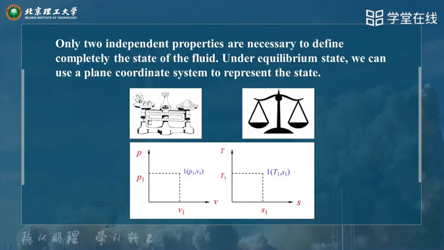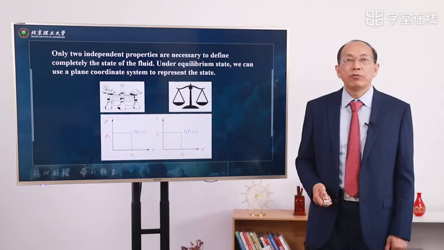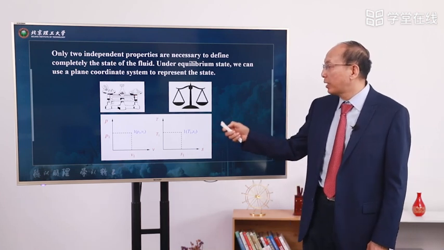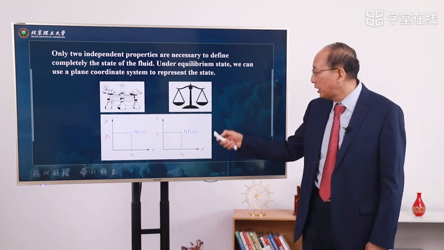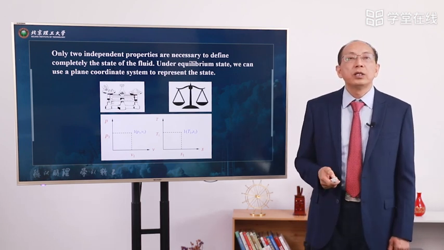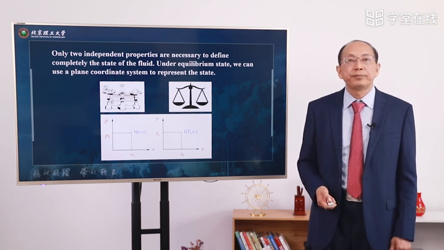We know only 2 independent property parameters are necessary to define completely the state of the fluid. Under equilibrium state, we can use a plane coordinate system to represent the state. For example, we can use P and V to build a coordinate system, or we can use T and S to build a coordinate system.